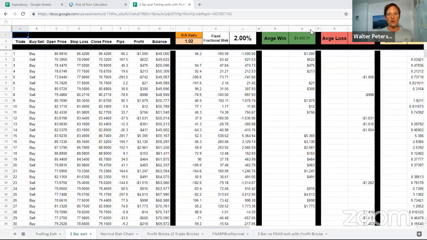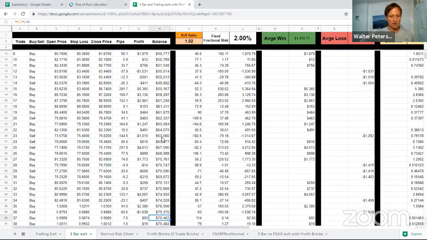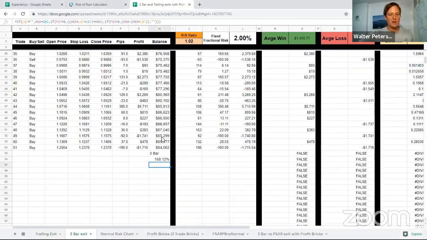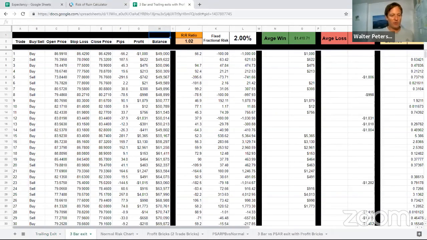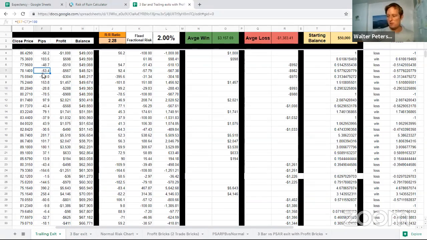Let me show you how this played out with this trend trading strategy. This $50,000 account goes up with a 3-bar exit to 84,000. So it was up 68.1% using the 3-bar exit. Now, take a look at what happens when we use a different trailing exit, which is very loose in the beginning, and gets much tighter later on.